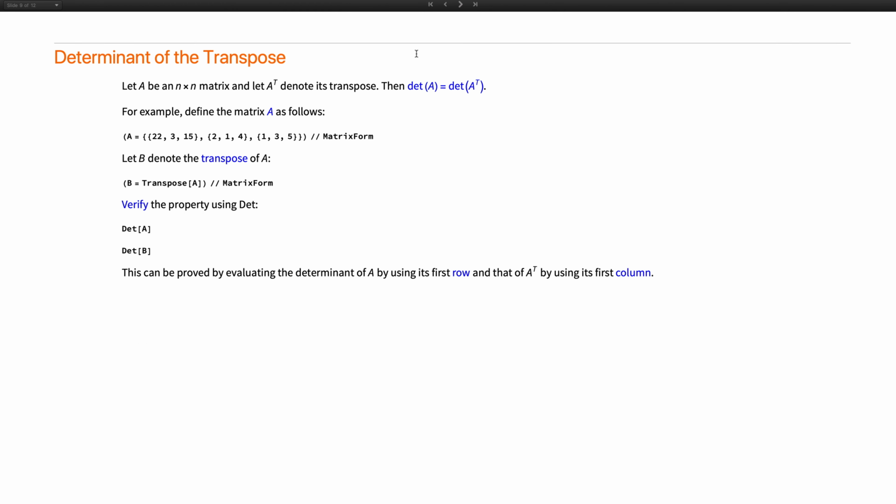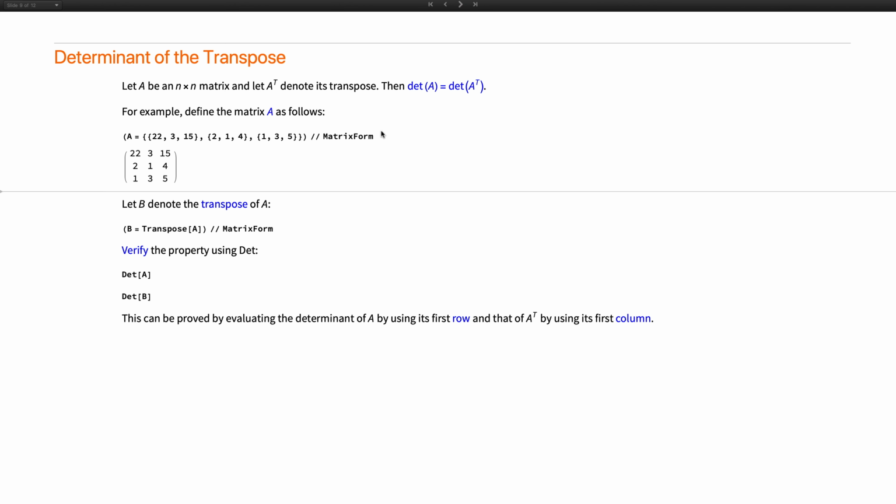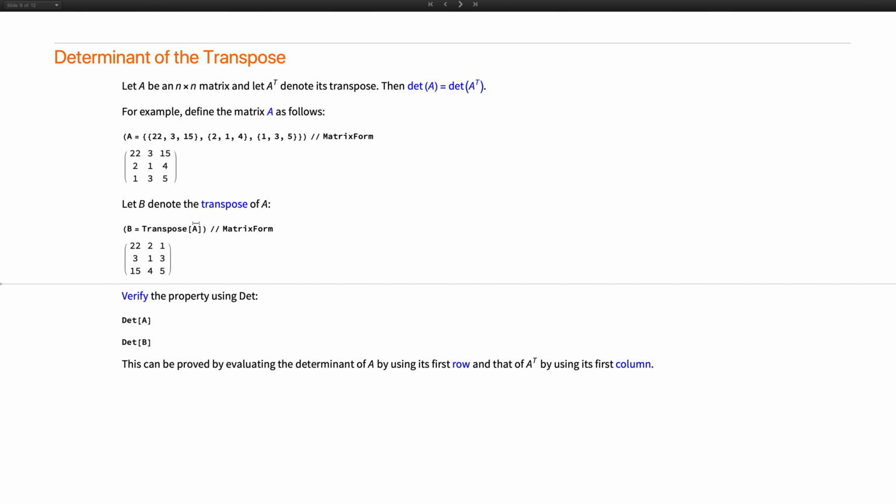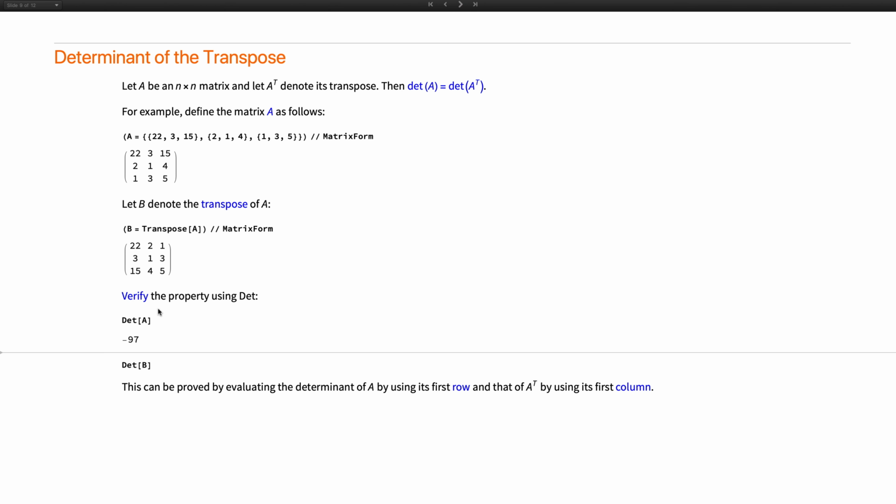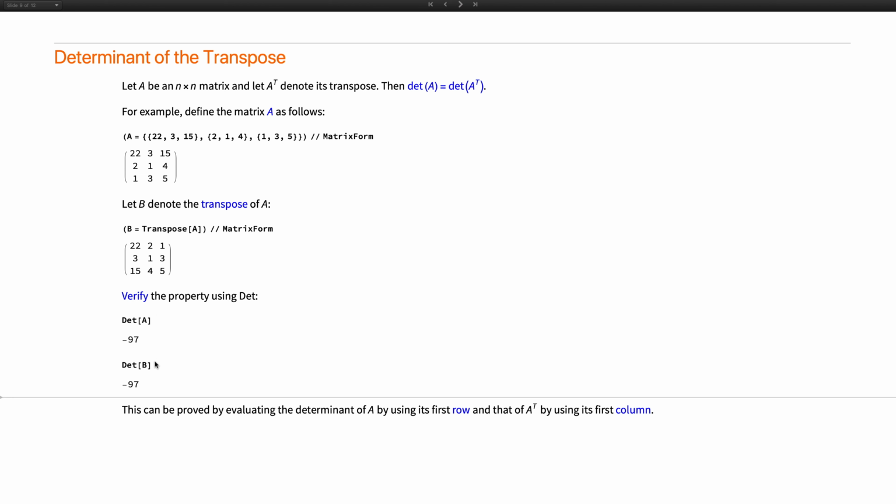Okay, so now how about a transpose? Well, if you transpose a matrix, then the determinant does not change. So here is the matrix A. Work out its transpose. So interchange rows and columns. So the first row of A becomes the first column of B, etc. And let's check that the determinants are actually just the same in both the cases.